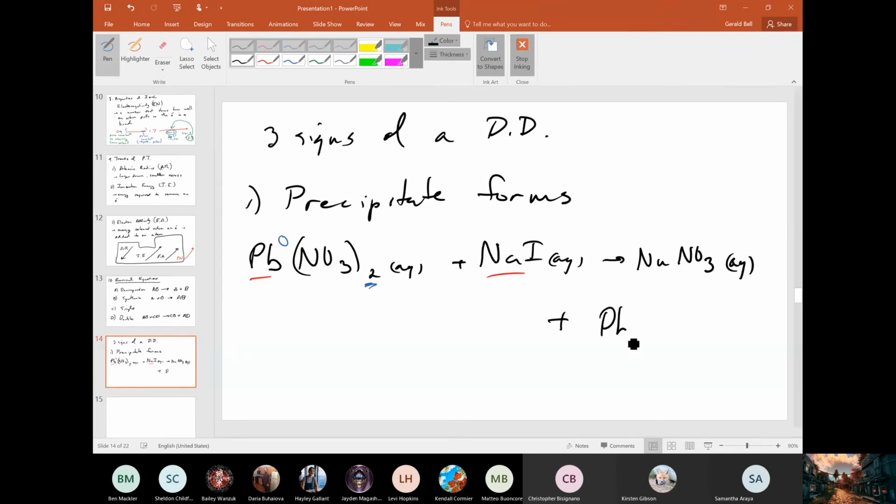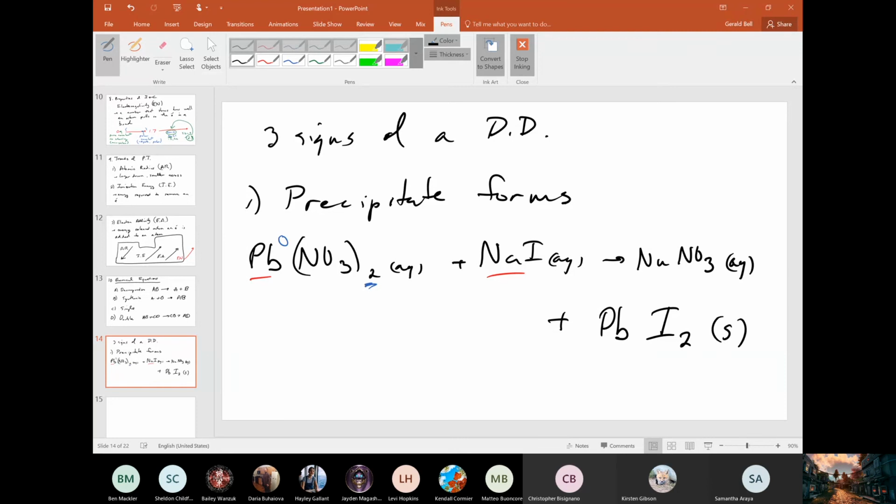And then you got lead and I. Lead is +2. I is -1. So when you cross that over, you get a 2. And you look on your solubility rules, and it's a solid.